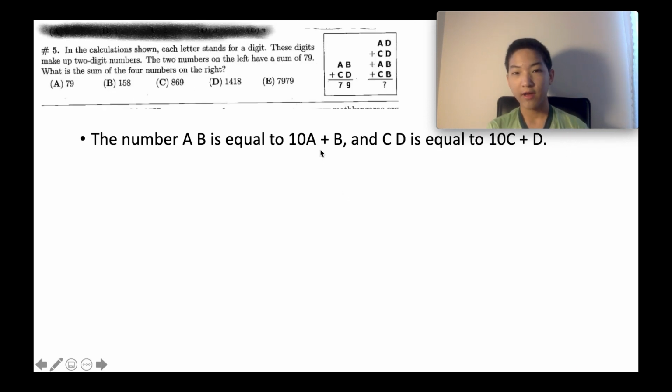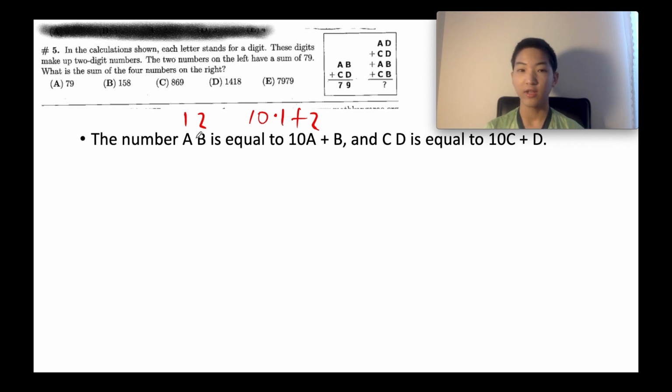For problem 5, we have the number AB, in this case, each representing a digit. So for example, if we had A equal to 1 and B equal to 2, we would have the number 12. Well, this 12 is equal to 10A plus B, or in this case, it'd be 10 times 1, which is 10, plus B, which is 2, and that's obviously 12. And we can have CD equal to 10C plus D.